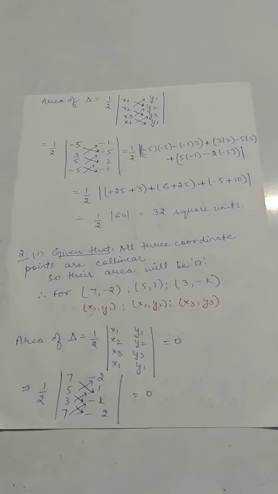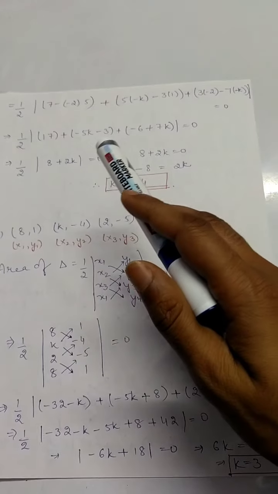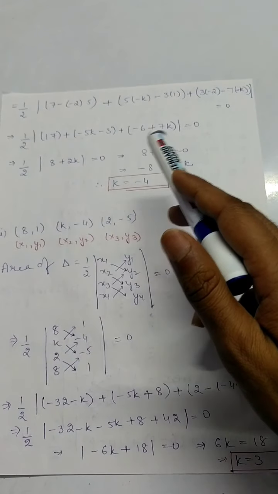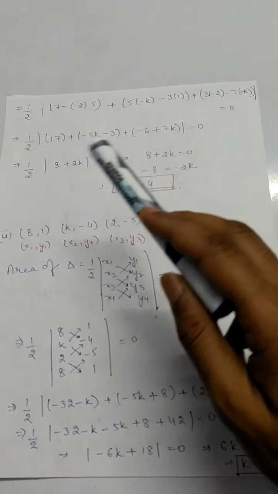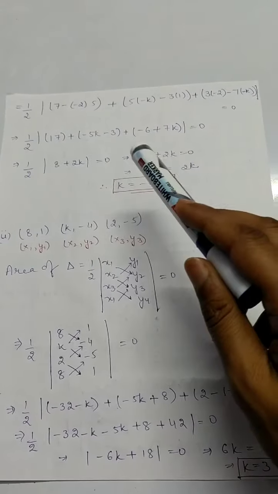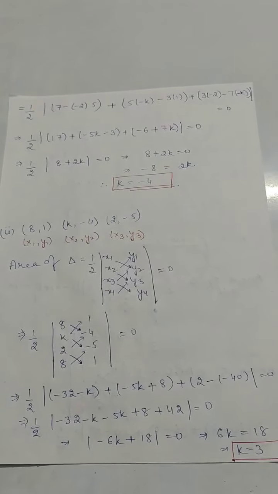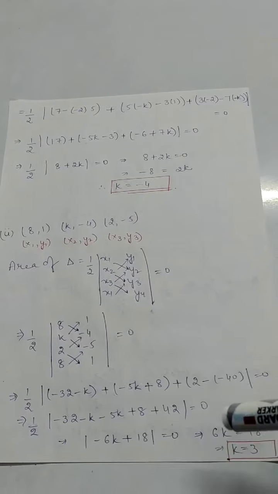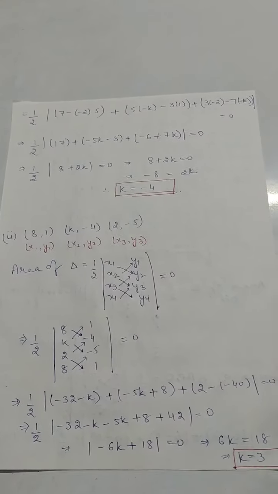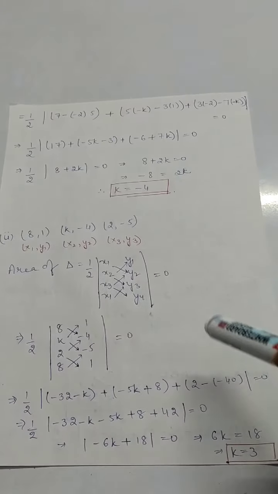So filling up the values, we get an equation in the form of this one, that is half of 17 plus minus 5k minus 3 plus minus 6 plus 7k equals to 0. Here we have the negative terms also, but they are within the mod. When we eliminate the sign of mod, the terms within the mod will become positive, otherwise they will remain the same. On solving it, we get the value of k equals to minus 4.